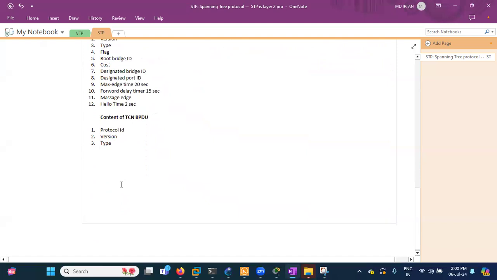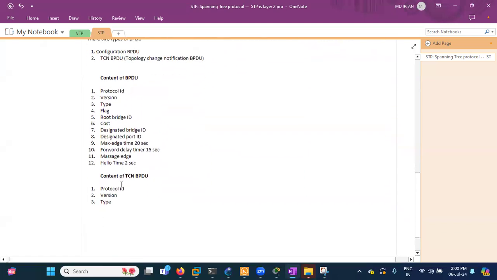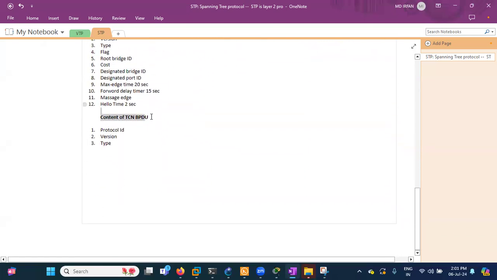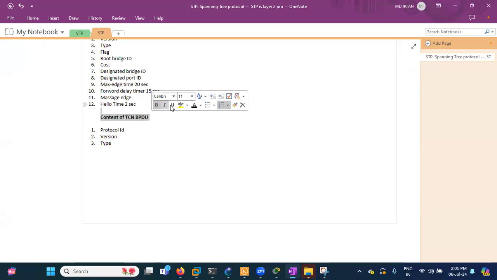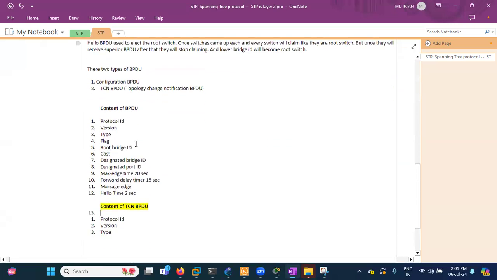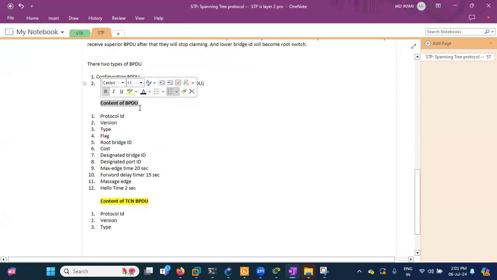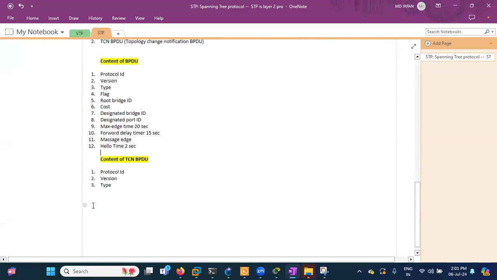And one more thing before going to the practical and all the other things: I'm going to explain about the cost. What is the cost and how does it work? I will explain in a moment. Just, what is the cost? What is the default cost in STP?